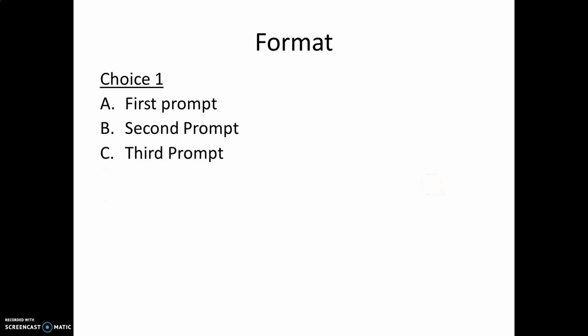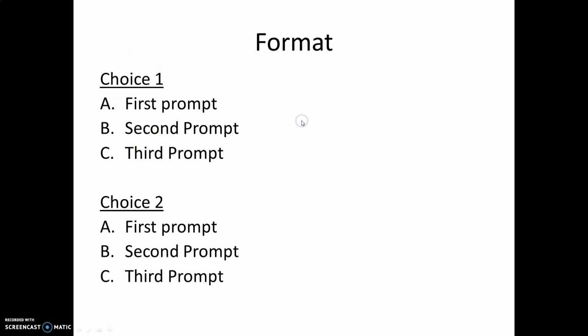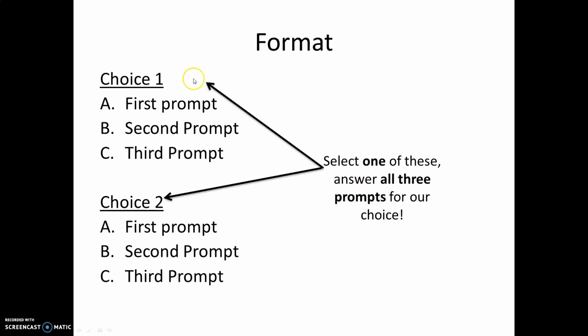The format of the SAQ is as follows. You'll have your first choice of 3 prompts. So you can see first prompt, second prompt, third prompt, and then you'll have your second choice. What you need to do is select one of the 2 choices and answer all 3. What that means is overall, you'll have one well-developed paragraph for the first prompt, one for the second, and one for the third. So a total of 3 very well-developed paragraphs. So that's the format of an SAQ.